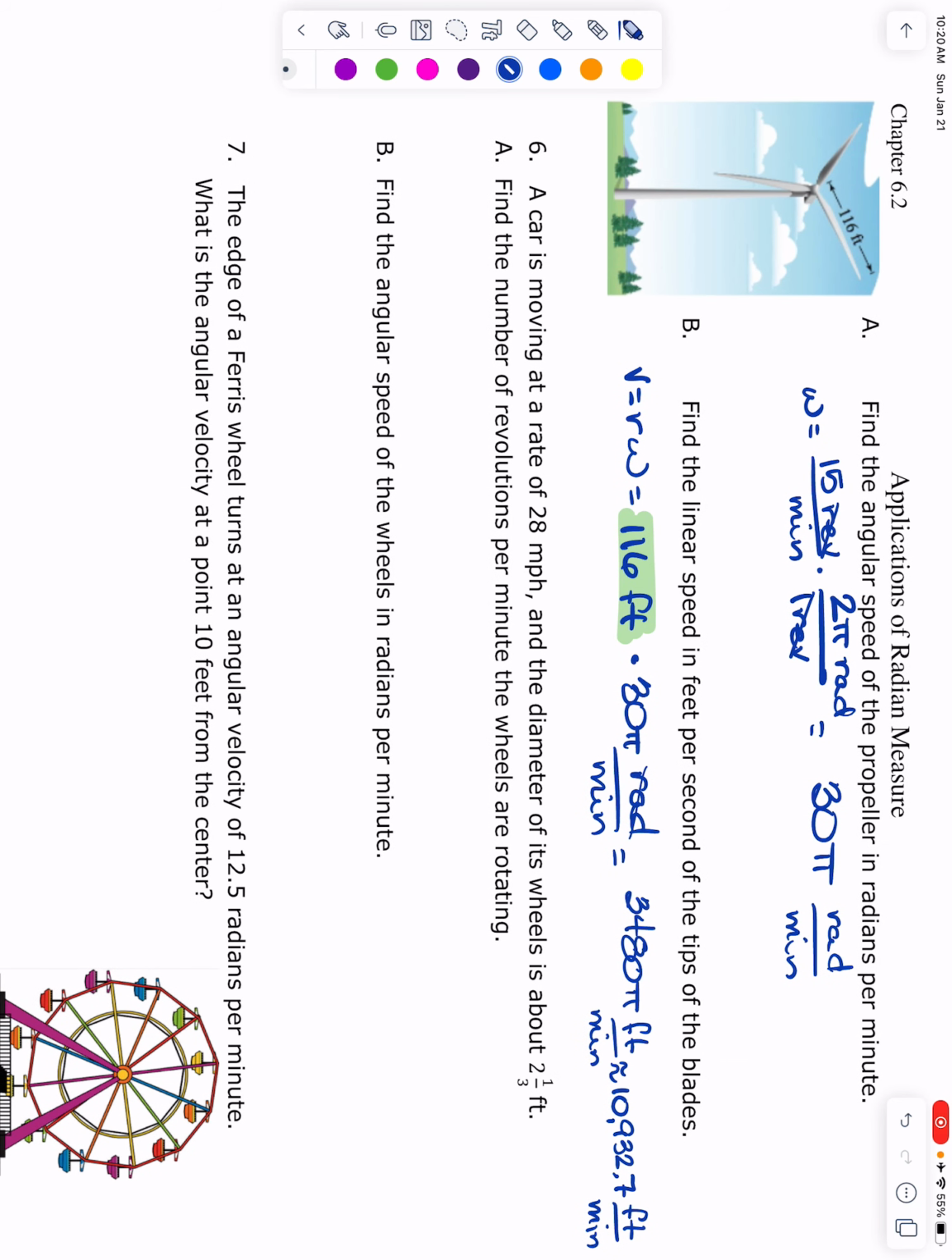Number 6, a car is moving at a rate of 28 miles per hour. The diameter of its wheels is about 2 1/3 feet. Find the number of revolutions per minute the wheels are rotating. So first thing I notice is that the rate the car is moving is 28 miles per hour, but I want my answer in minutes. Okay. Also that my diameter is 2 1/3 feet.